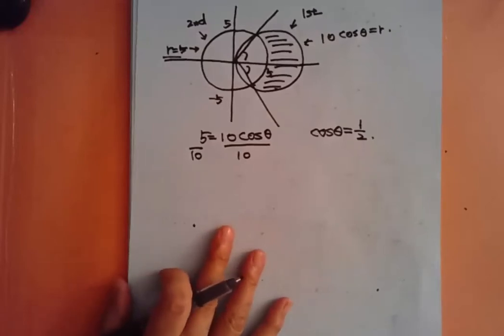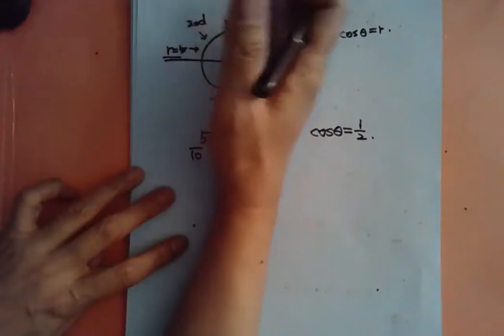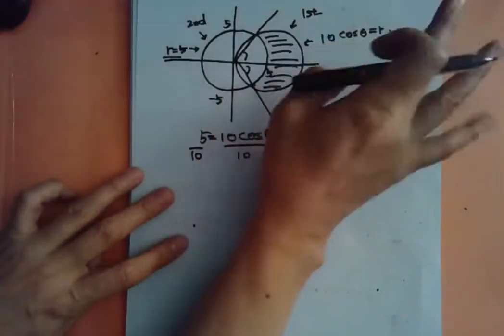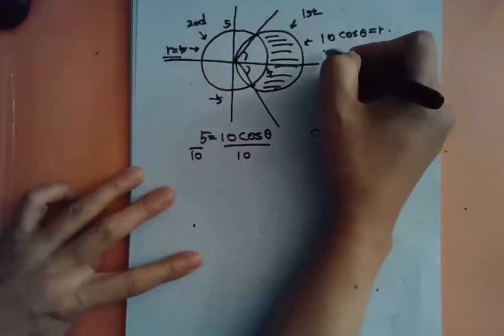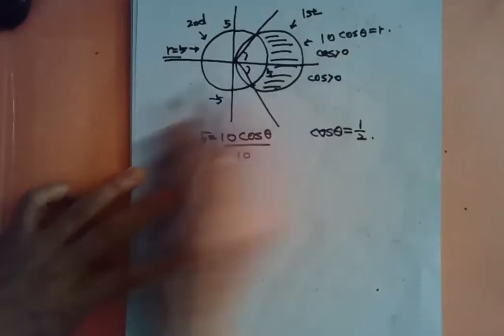So we have to figure out the angle. Obviously, if you look at this, then that should be located in the first, third, or fourth quadrant. In those quadrants, cosines are positive.